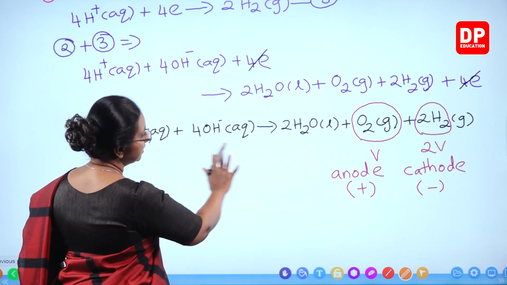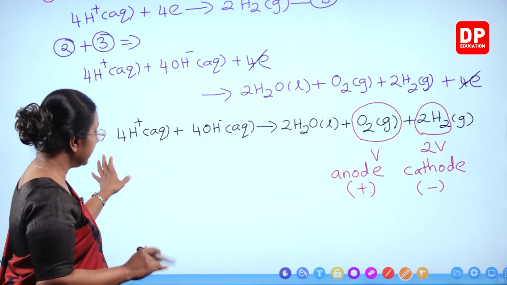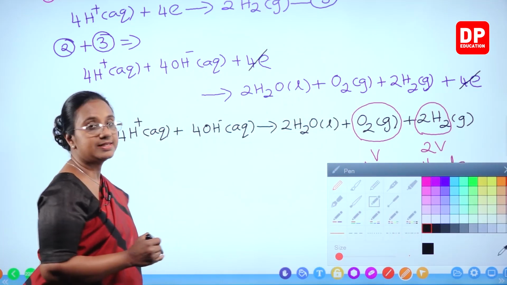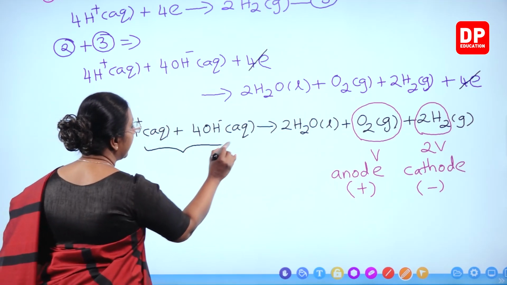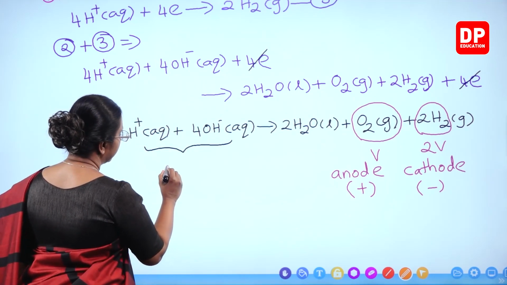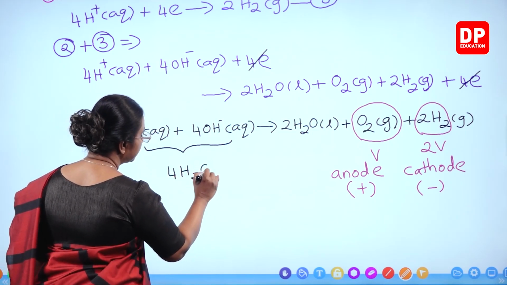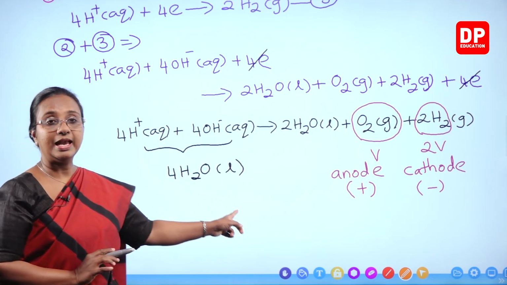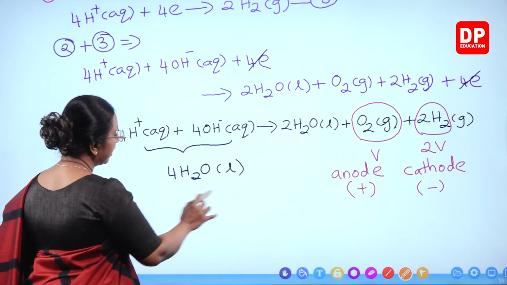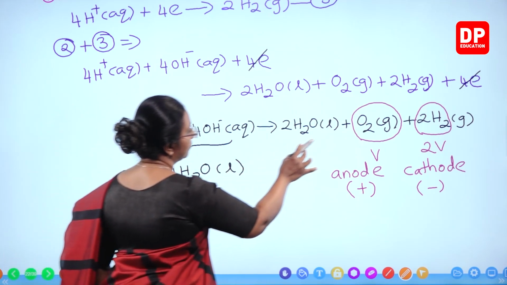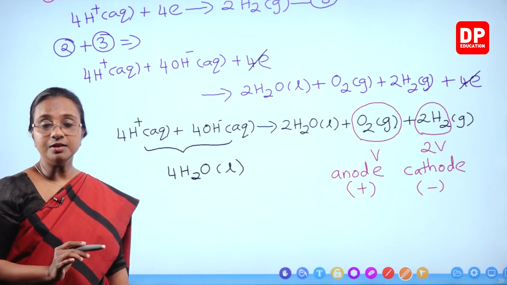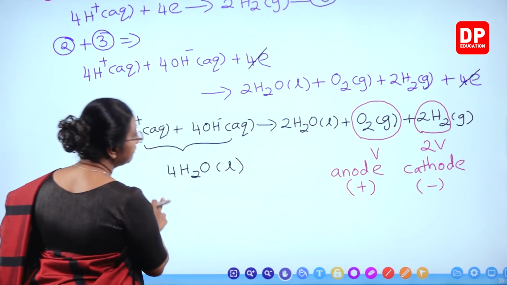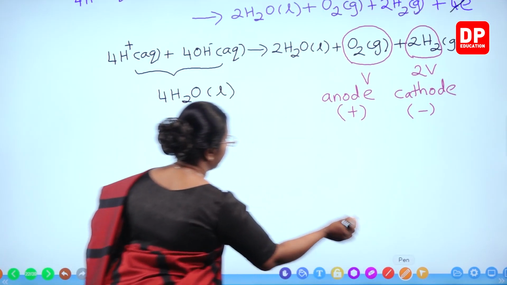So here students, this is the final equation that we got in this. Now you all can see that we have both H+ ions and OH- ions. So if we add them together, what is this going to be? H+ ions and OH- ions together, you will get 4H2O liquid. But here you can see there are 4 water molecules. Here there are 2 more water molecules. So because of that, we can simplify this and write the final equation this way.